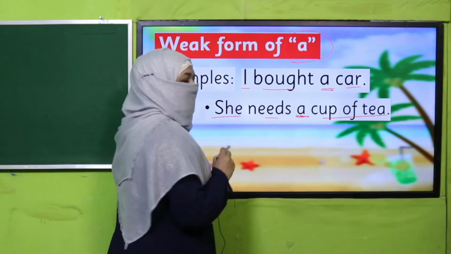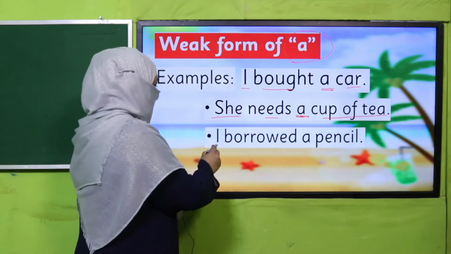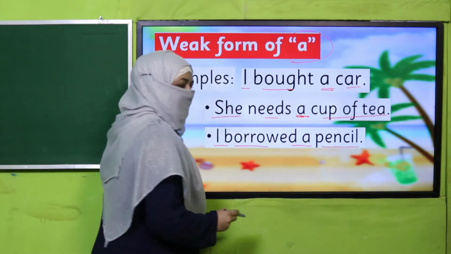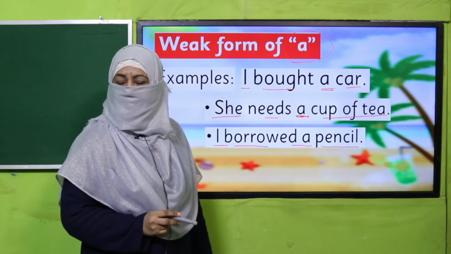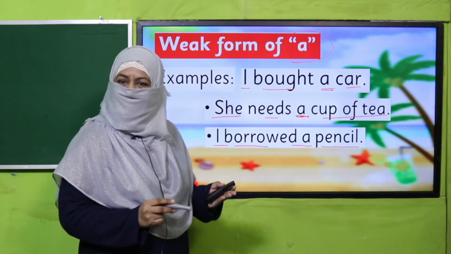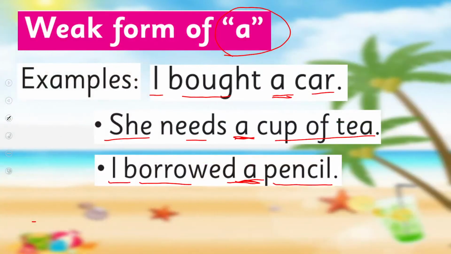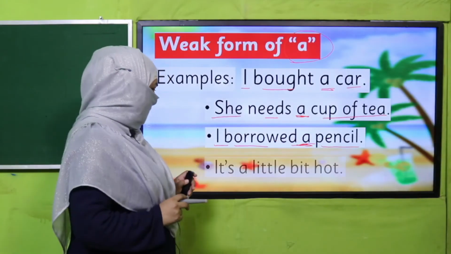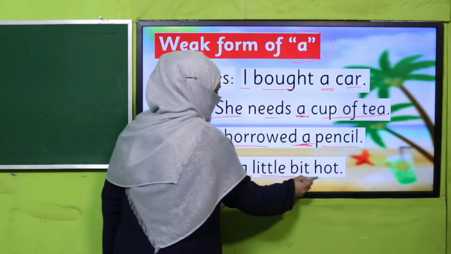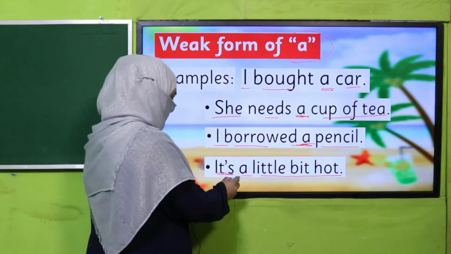This is the weak form of A, all right? I borrowed a pencil. I borrowed a pencil, right? Now this is how we pronounce the weak form of A, by saying I borrowed a pencil, right? Okay. It's a little bit hot.